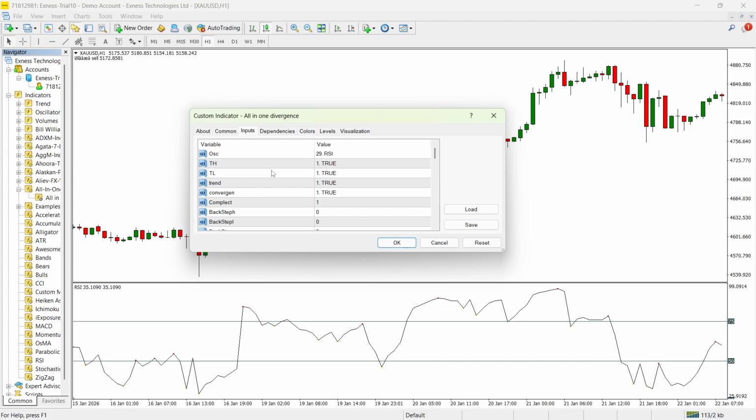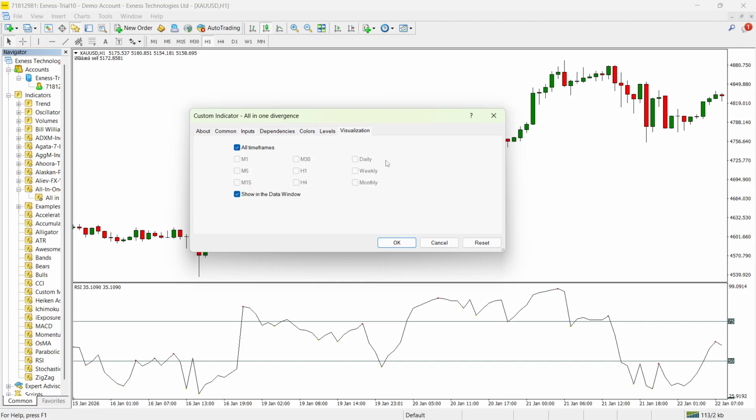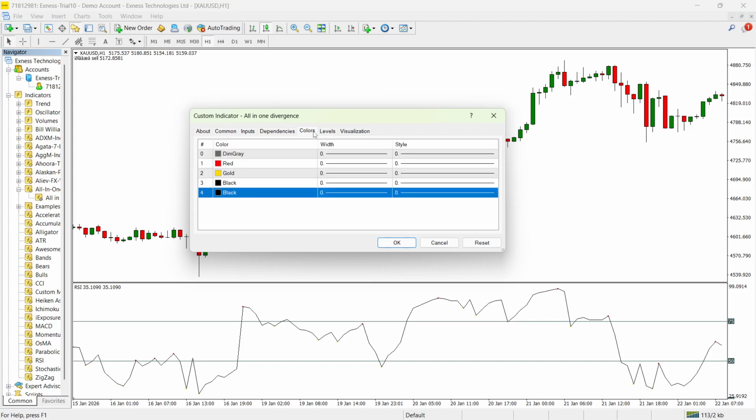TH and TL inputs toggle bearish and bullish divergence detection, while trend up, trend down, and trendline options control whether support and resistance style lines are drawn to reinforce the trend context. You can also trade on your preferred time frames and choose your preferred colors as well.